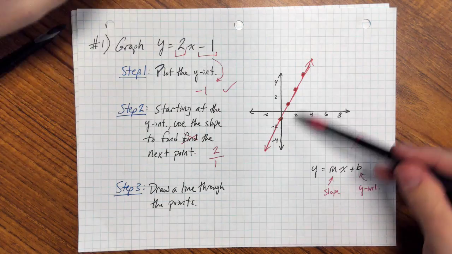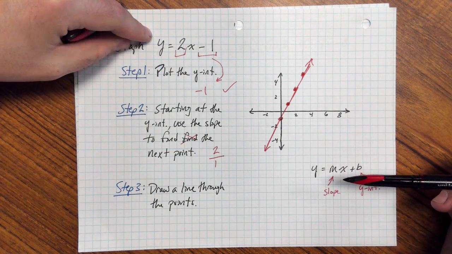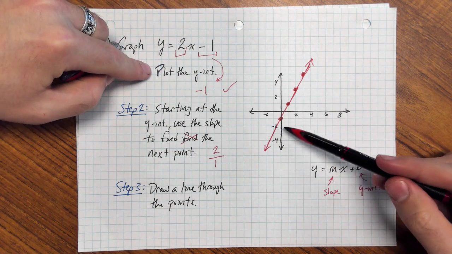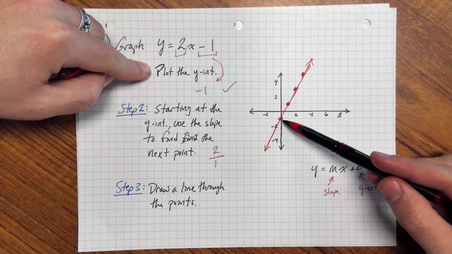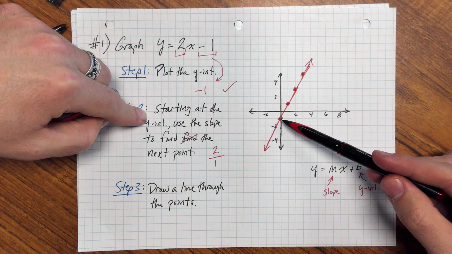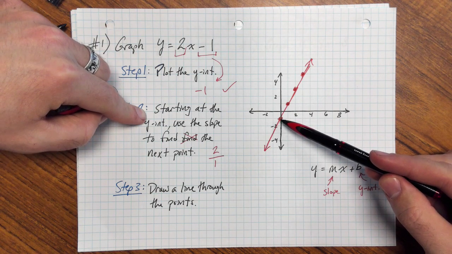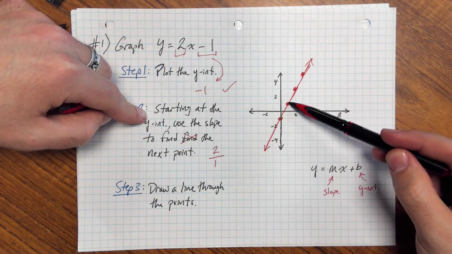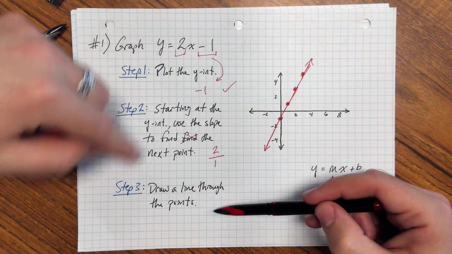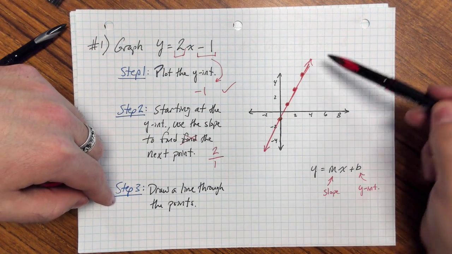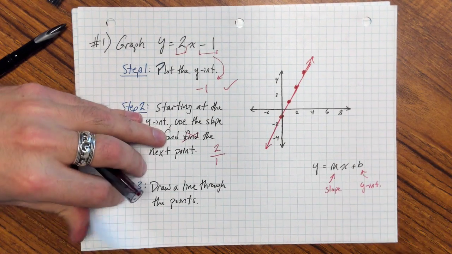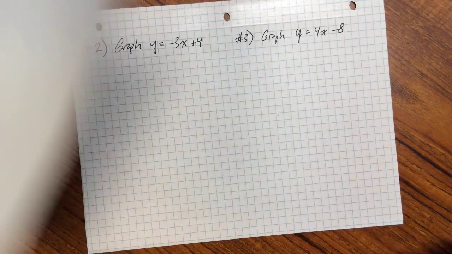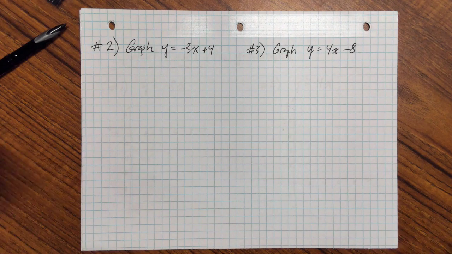So the equation of this line is y equals 2x minus 1. Again, plot the y-intercept, put it on the y-axis in our graph. Starting with our y-intercept, use our slope to go up 2 over 1, because that's what it says. Put our next point. Then draw your line. So step 3 was to draw your line. Let's try another one or two before we look at a different type of example.